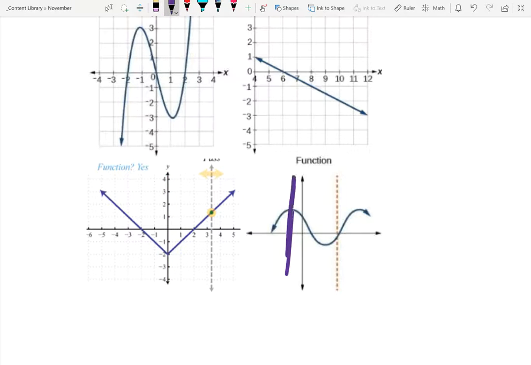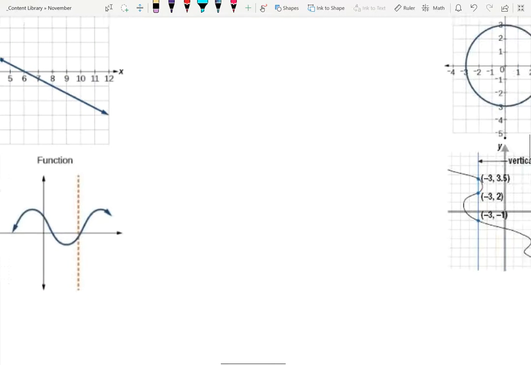Same thing here. Vertical line, hit the graph only once. Vertical line hits the graph only once. Vertical line hits the graph only once. Those are all passing the vertical line test.